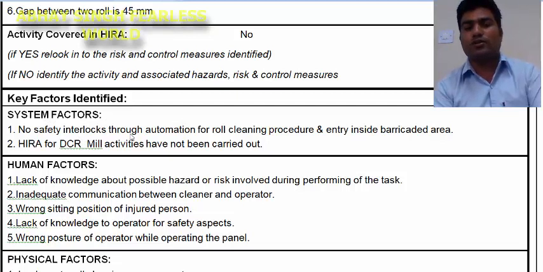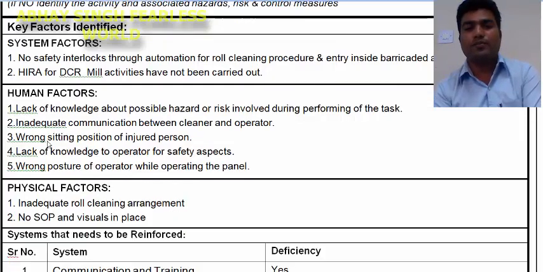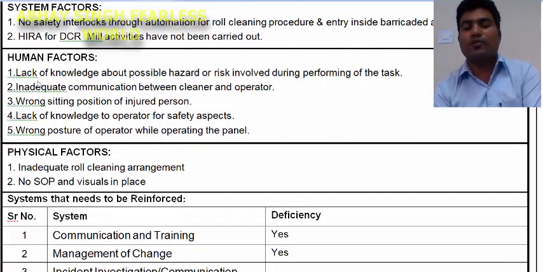What were the key factors identified? Key factor, systematic factors: no safety interlocks through automation for all cleaning procedures and for entry inside the barricade area. If there were safety interlocks, then this incident would not have been able to happen. And HIRA for DSR mill and DCR mill activities had not been carried out. That means if proper HIRA had been carried out for that particular process, then that hazard could have been identified through HIRA.